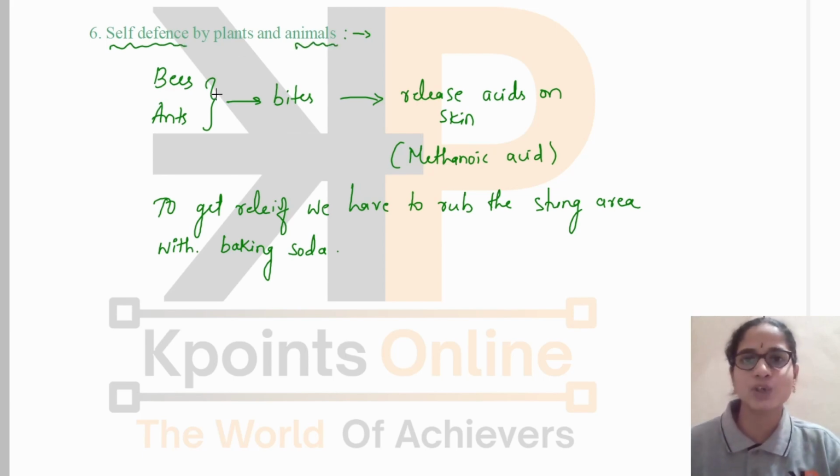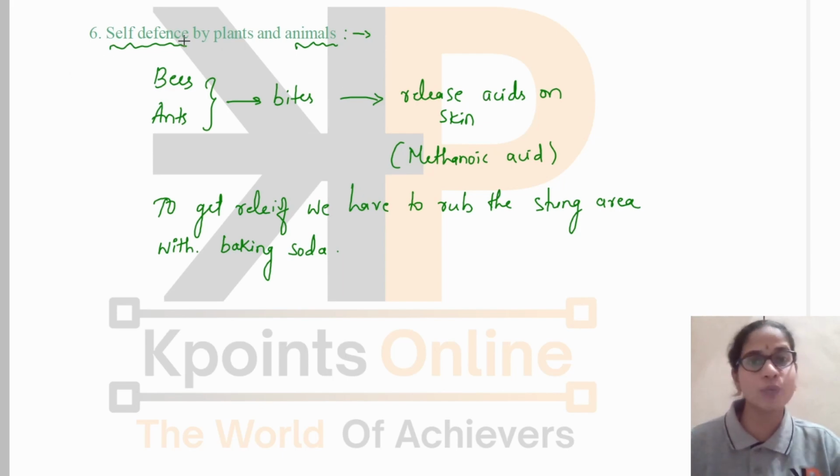What they have done, in order to protect themselves from predators, is release acid, so we will move away from them. And these acids irritate us, meaning they irritate our skin. So in order to get relief from them, we have to rub the stung area with baking soda.